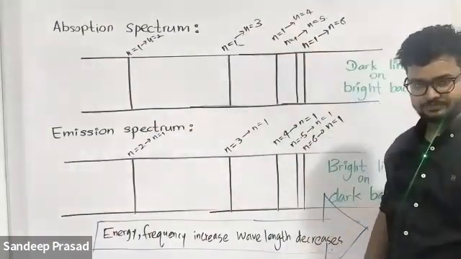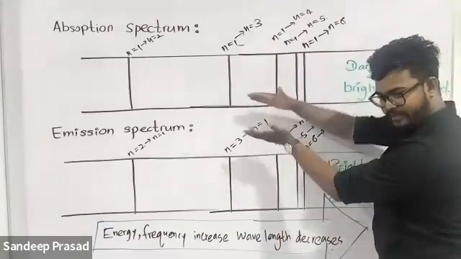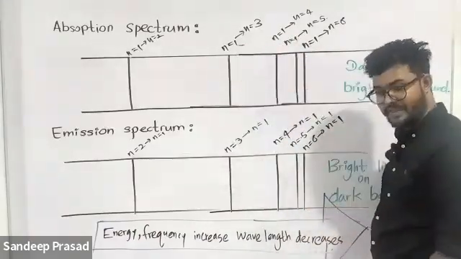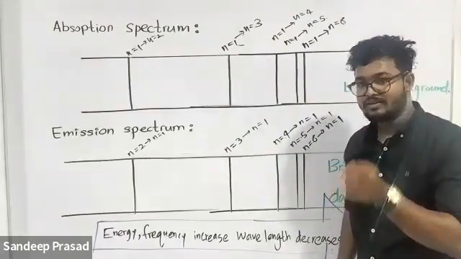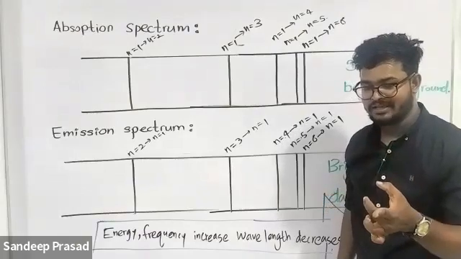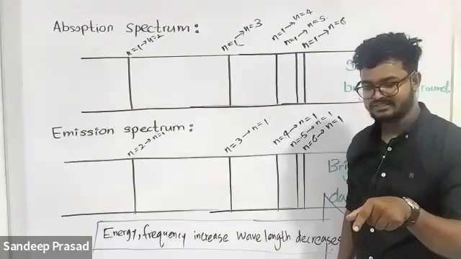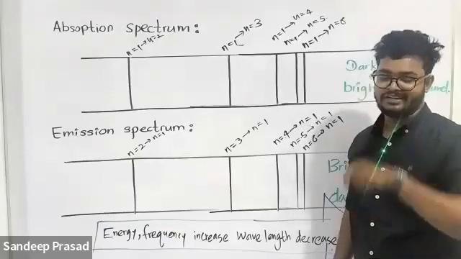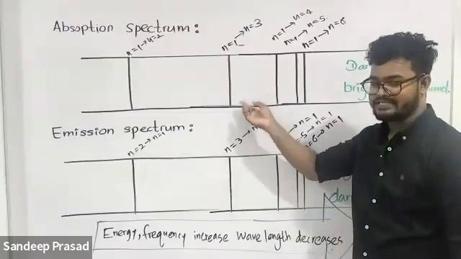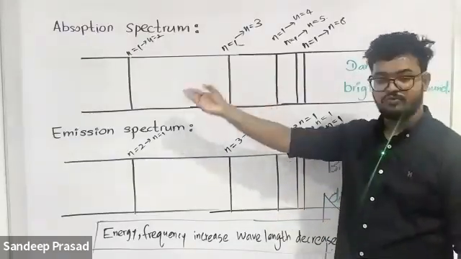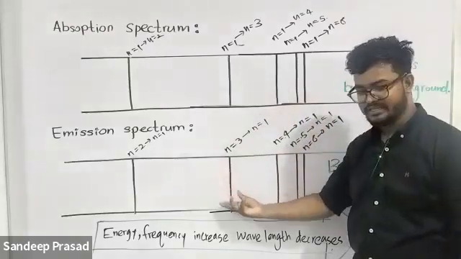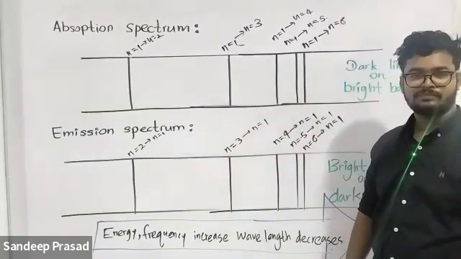Absorption and emission. If you combine this absorption spectrum and emission spectrum together, you will have a continuous or discontinuous spectrum. What do you think? Continuous. Very good. Continuous spectrum, because here you can see that in the absorption spectrum, 4 lines are missing. Those 4 lines can be observed in the emission spectrum.